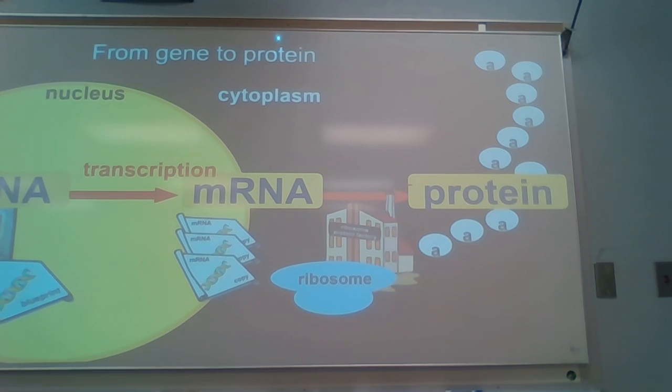And notice when I animate this protein on here, it's just a series of these little circles with an A on them. What do you think that A stands for? What are proteins made up of? Amino acids. Yeah, so when we make the protein in the ribosome, really all we're doing is putting a bunch of amino acids in a chain. We're putting all these amino acids together.